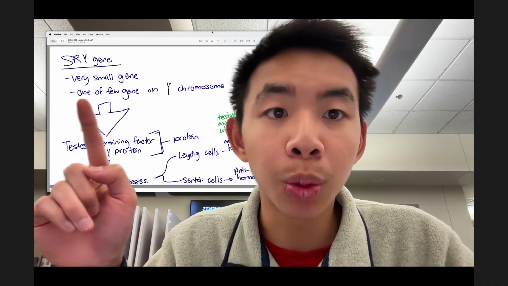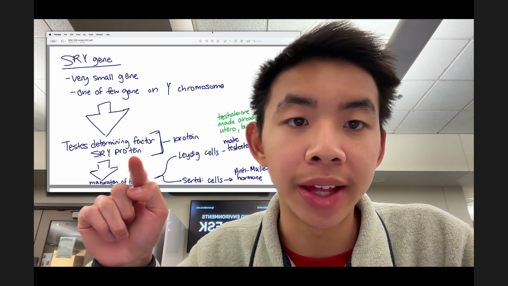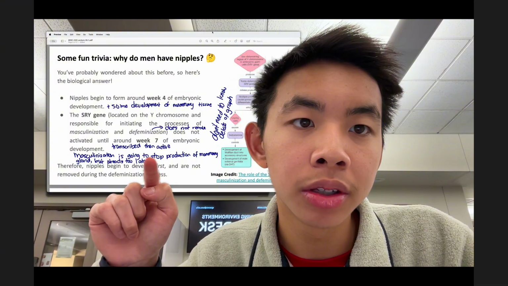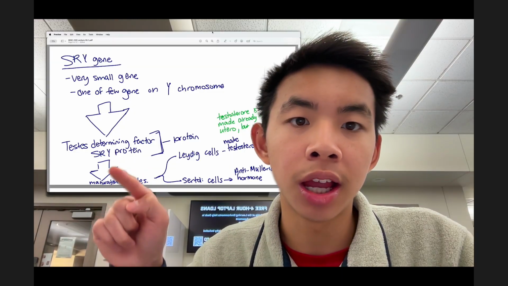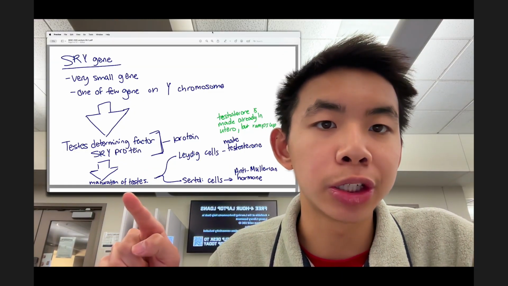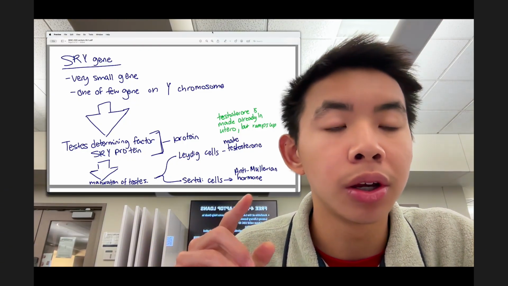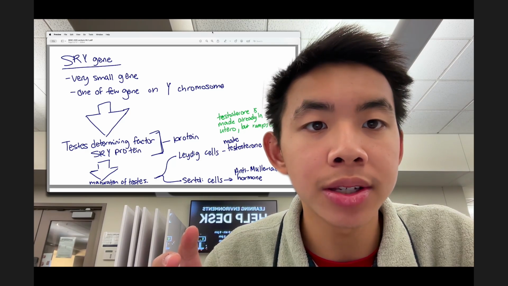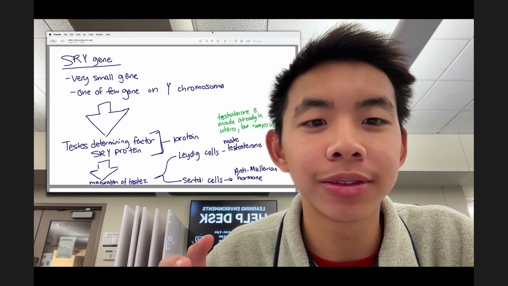Alright, cool. So the SRY gene, a little bit more into this. This is a very small gene, one of the few genes on the Y chromosome. It's going to make the testes-determining factor, the SRY protein. So the gene is going to make the protein. The protein is going to activate the maturation of testes. And this maturation is going to make two different cells. Leydig cells, which make testosterone. Sertoli cells make the anti-Mullerian hormone. The Mullerian duct is the duct for females, and Leydig cells are for Wolffian ducts. Kind of funny, male, wolf, alpha wolf. I thought that was really funny.